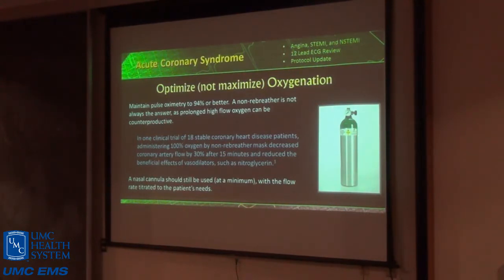When it comes out, one of the clinical trials found that in 18 stable coronary heart disease patients, 100% oxygen by non-rebreather decreased coronary artery flow by 30% after 15 minutes. So guys, sometimes we give them too much. Go to a nasal cannula if they can tolerate it. If they're sat in 88%, I would probably still be comfortable with the nasal cannula at that point. Guys, if they're sat in 68%, maybe I need something a little bit more. And that's a judgment call that you get to make in the back of that truck, okay? Nasal cannula should always be considered for minimal flow.